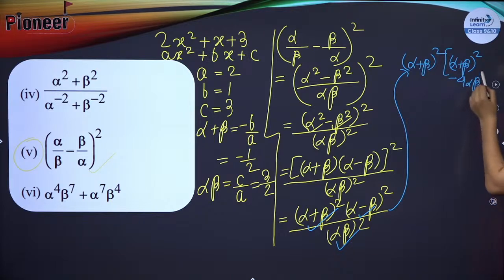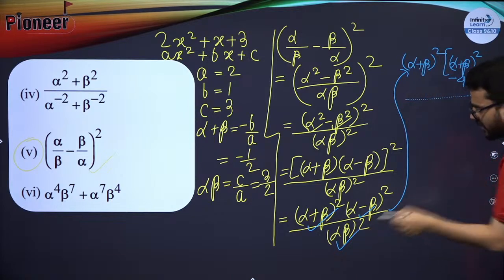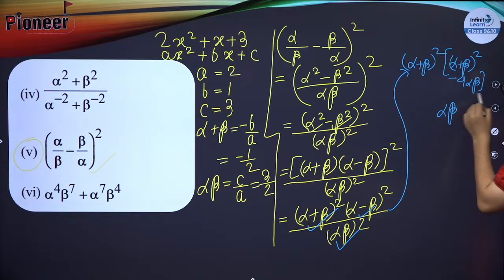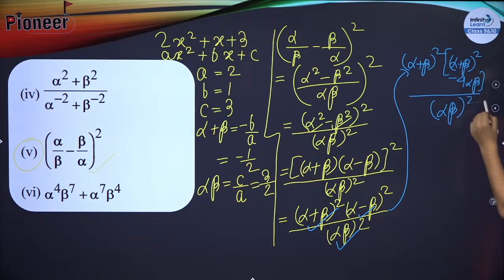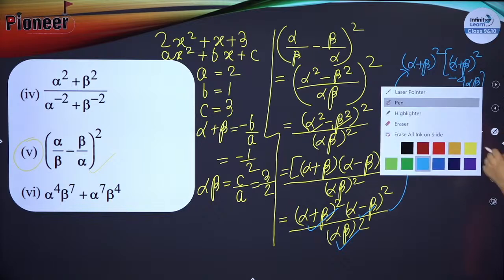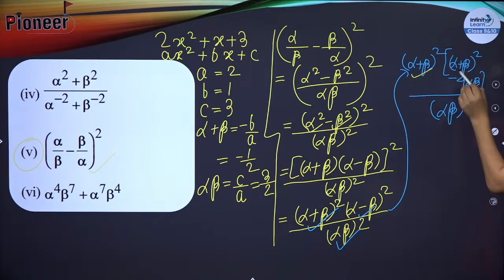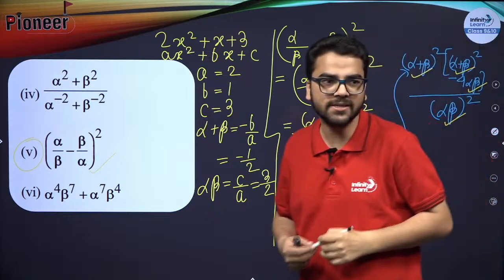Tell me, I had explained in today's class itself. And the whole divided by alpha beta, the whole square is there. You got it? So you see, the whole expression we have changed in the form of alpha plus beta, alpha beta. Is it clear to everybody? Just confirm in the chat.